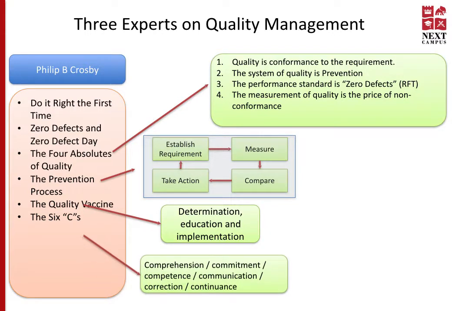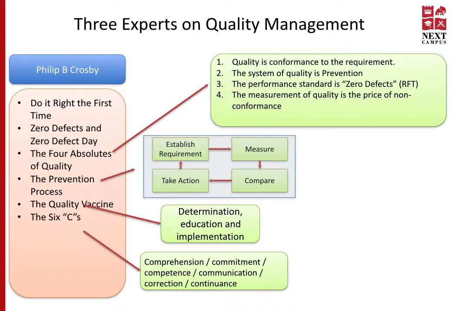This slide elaborates a little bit more on what Philip Crosby said. So you can clearly see what the 4 absolutes of quality is, what the prevention process is, what the quality vaccine is, and the 6 C's, which is comprehension, commitment, competence, communication, correction, and continuance. It's more of a continuous improvement process that needs to be followed for organizations to ensure that they live and breathe quality.